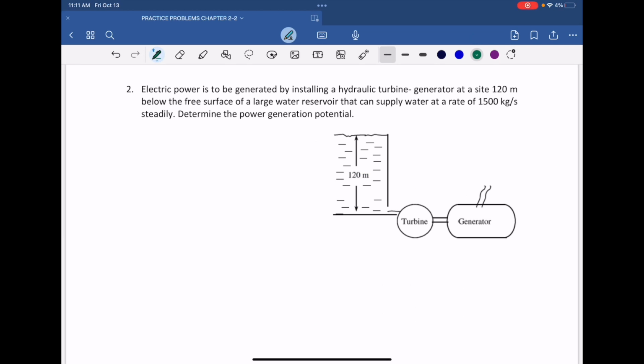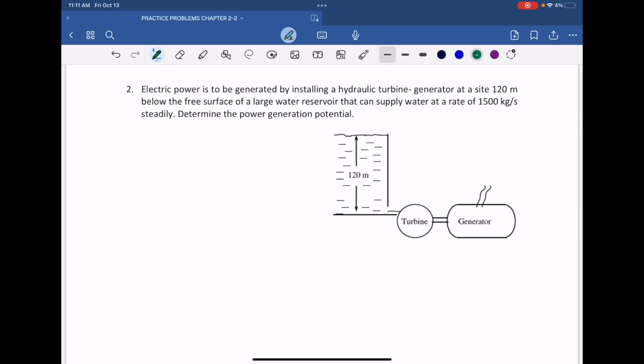Electric power is to be generated by installing a hydraulic turbine generator at a site 120 meters below the free surface of a large water reservoir that can supply water at a rate of 1500 kilograms per second steadily. Determine the power generation potential.